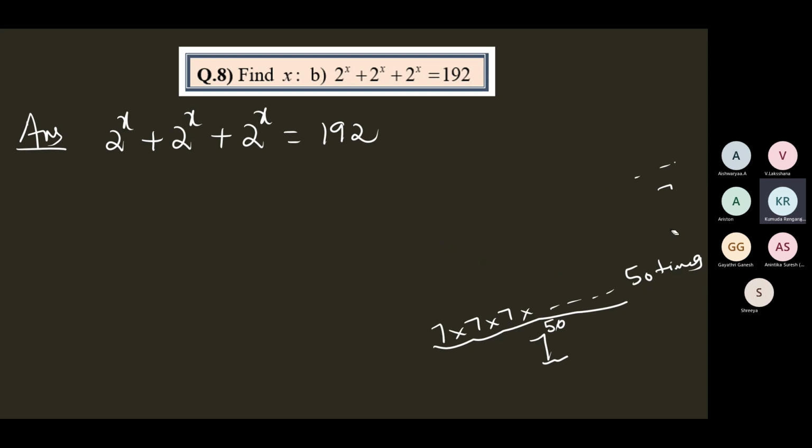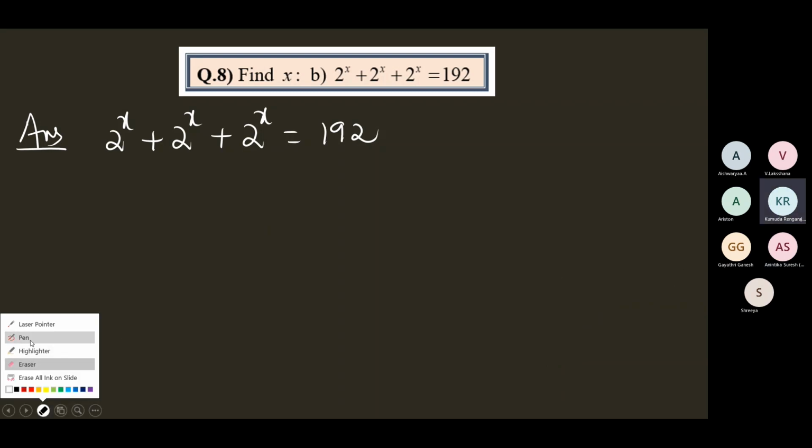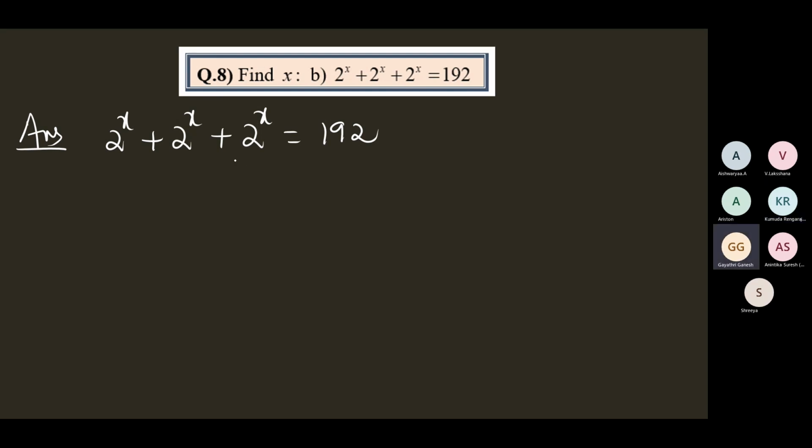Am I clear, children? Yes, ma'am. Repeated addition is multiplication. Repeated multiplication is written in the exponential form. So now, is this repeated addition? Yes, ma'am. Then it's multiplication. Then how will you write it?